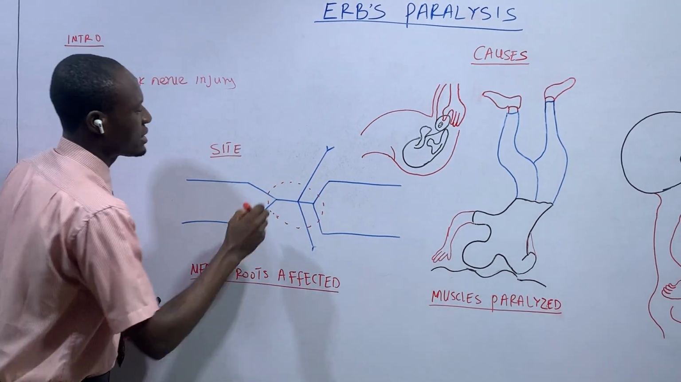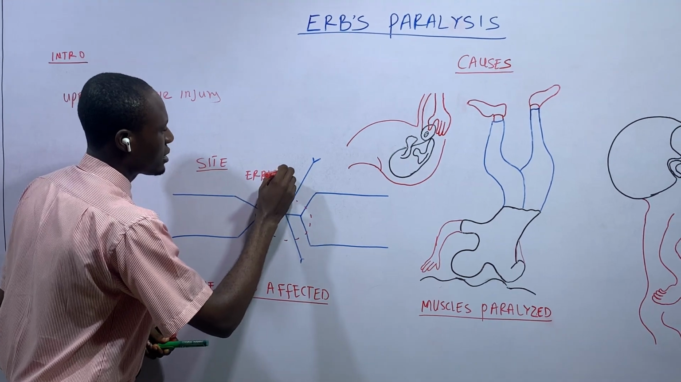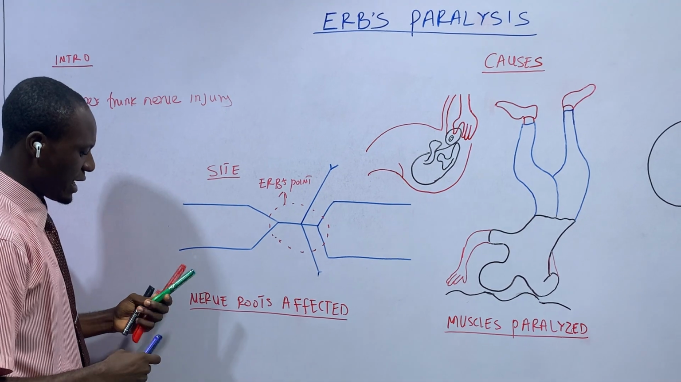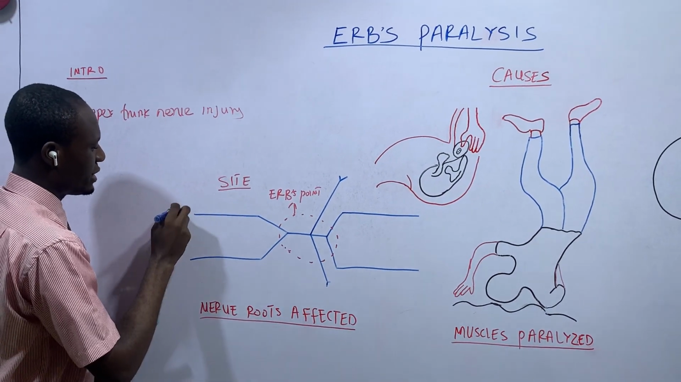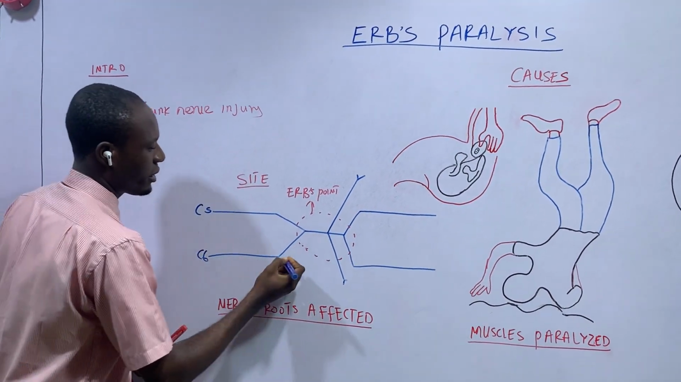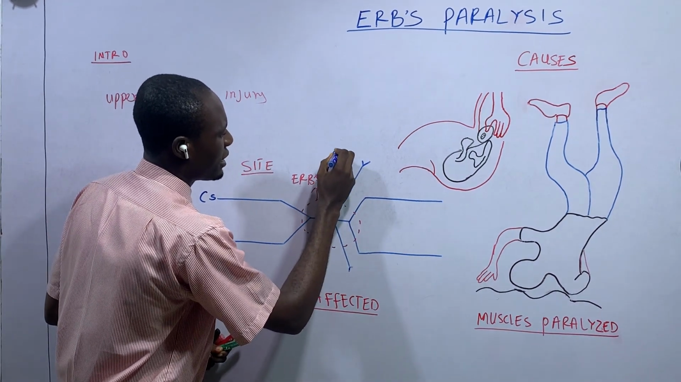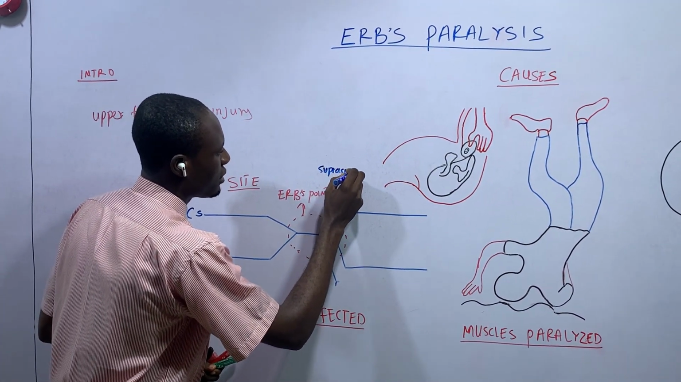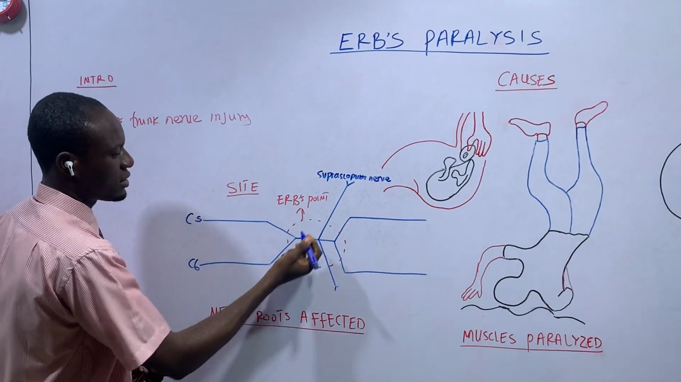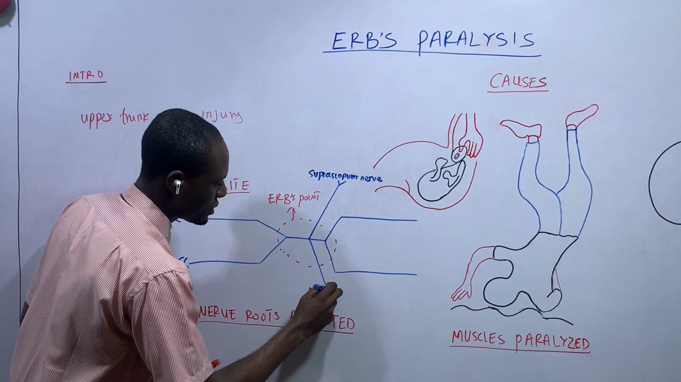At the Erb's point, there is a total of 6 nerves. So what are the 6 nerves we're going to find at the Erb's point? This nerve right here is the C5 nerve. This is the C6 nerve, okay? That gives us 2. We also have the suprascapular nerve, so that gives us the 3rd nerve. And this 4th nerve is the nerve to subclavius.